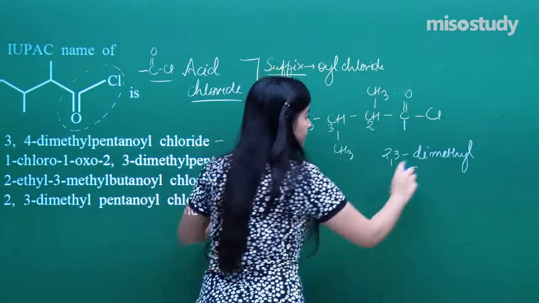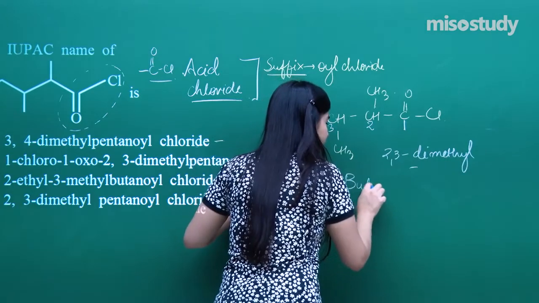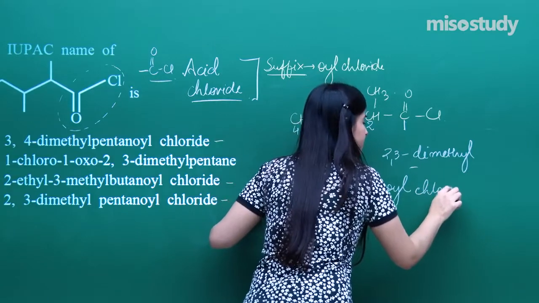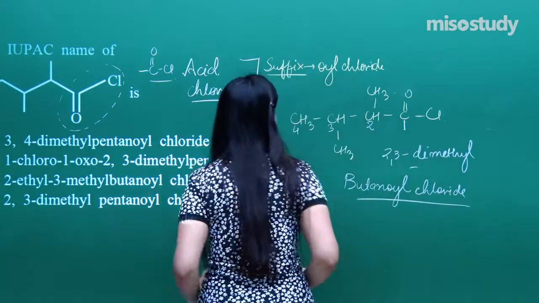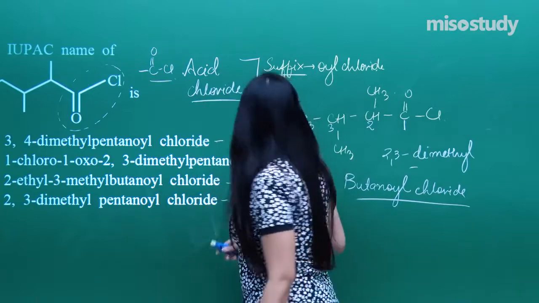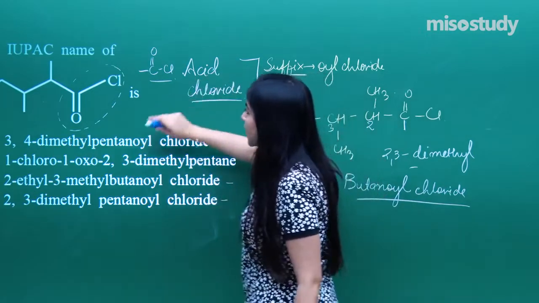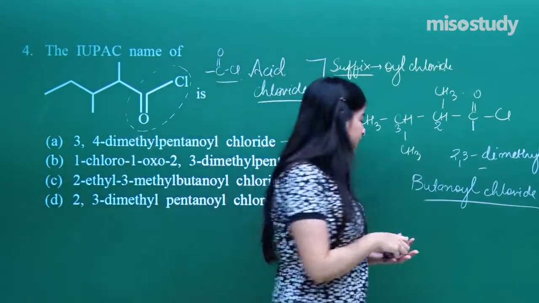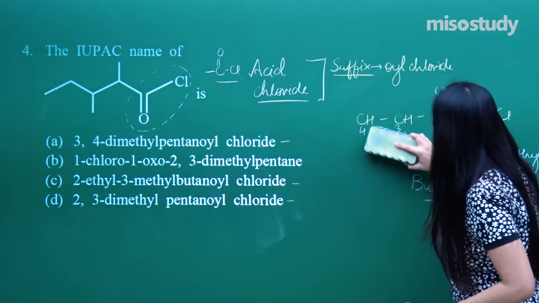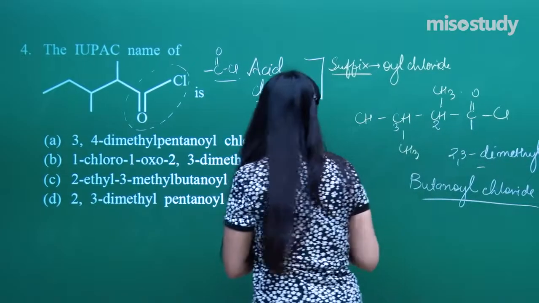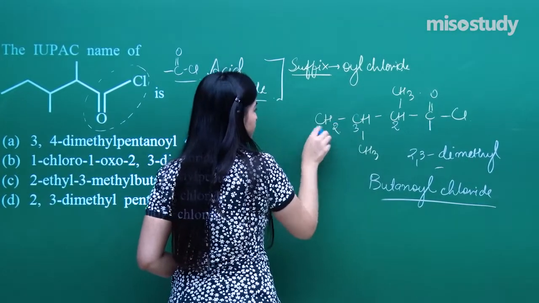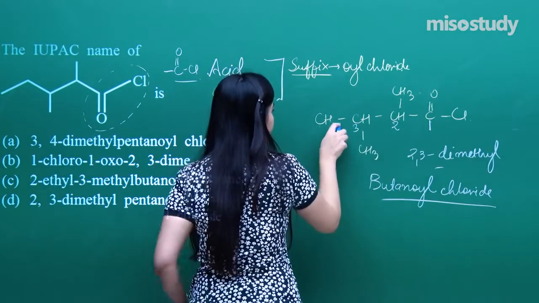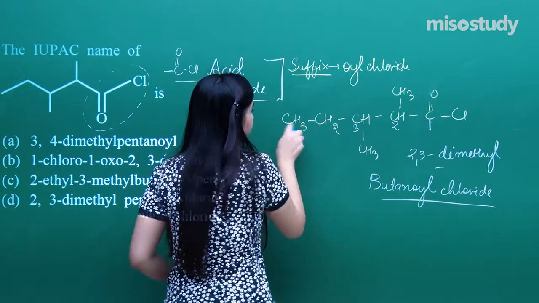So I've got 2, 3 dimethyl butanoyl chloride. That is how we are going to do it. Okay, now I have missed out one carbon over here. If you see, I've got 2 carbons. So let us draw that or correct that first of all. So here that would be CH2. Let me draw that with the other color. Now it is very correct.